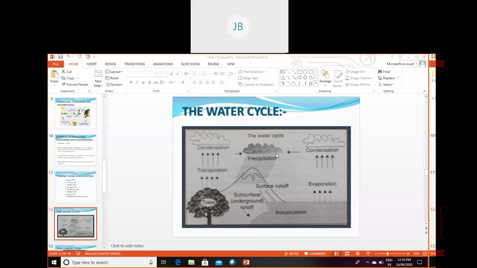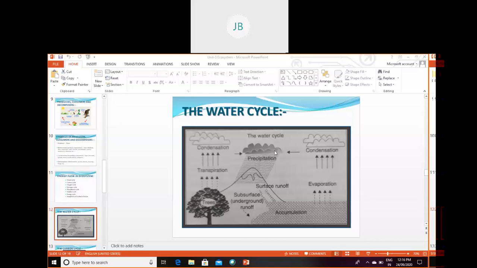Okay, so water is drawn up from the ground by plants along with the nutrients. Plants absorb that percolated water through their roots with some nutrients from the soil, and the water then transpires from the leaves as water vapor and returns to the atmosphere.